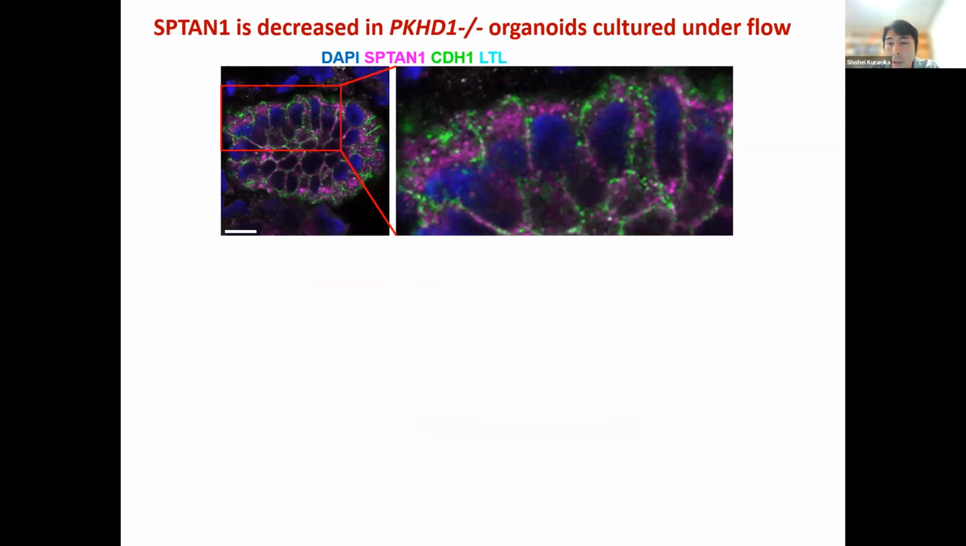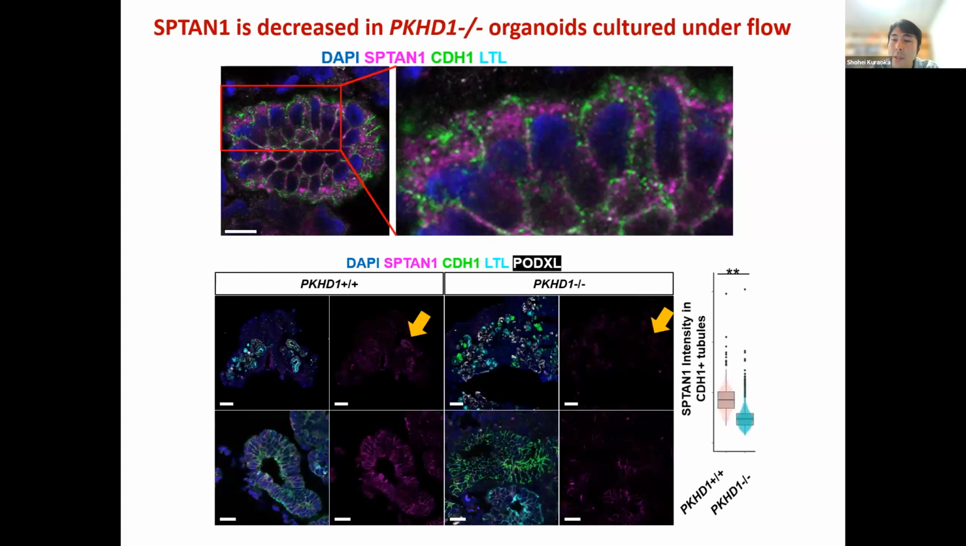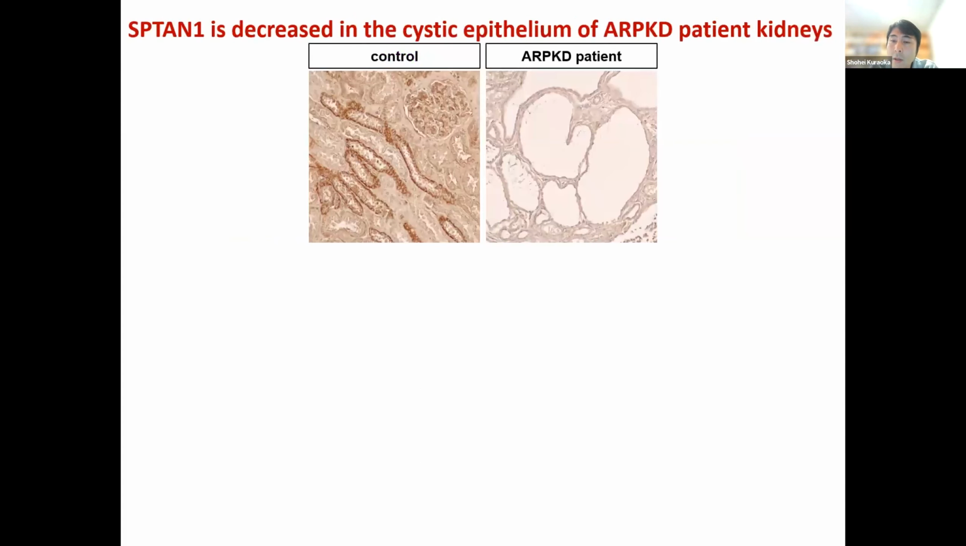Immunostaining of kidney organoids mirrored the expression pattern of SPTAN1 in the human kidney, demonstrating its predominant localization in distal nephrons. Quantitative image analysis revealed a significant reduction of this protein in distal nephron in the organoid model. The reduction of SPTAN1 was also observed in cystic epithelia of ARPKD patient kidneys.